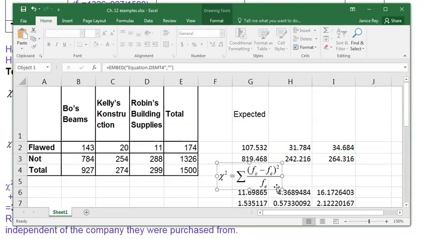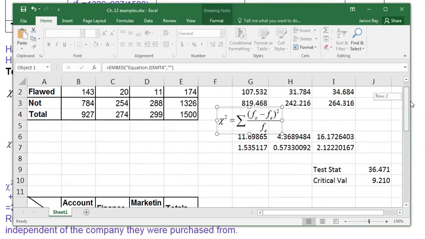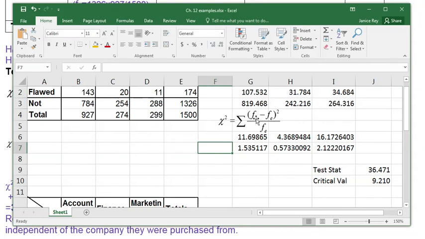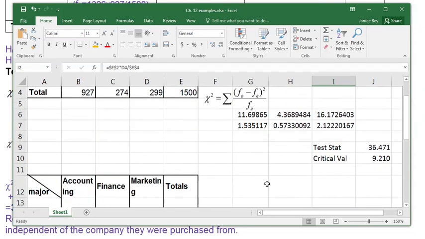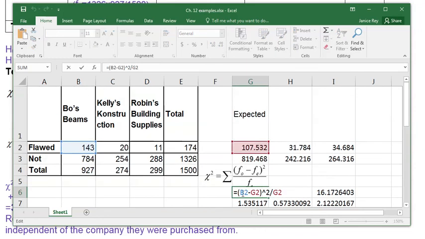So when we do the calculation for the test statistic, I just embedded the equation there, so that's floating on top, I can move it around, it's not in a cell. So when we do that calculation, we're taking these values for our observed and we're taking these values for our expected, so we can do the calculation, right?